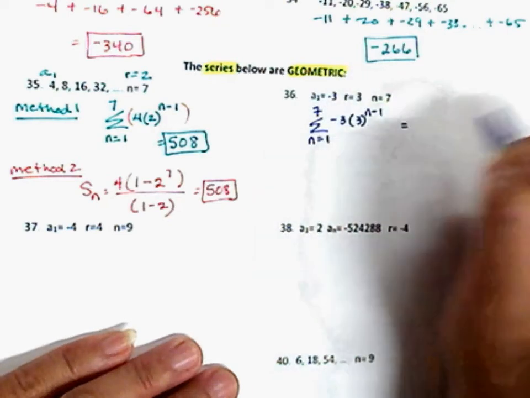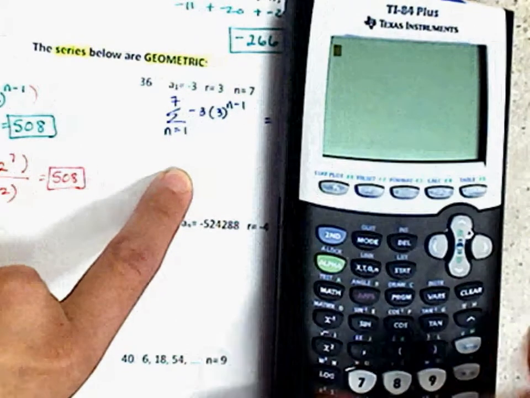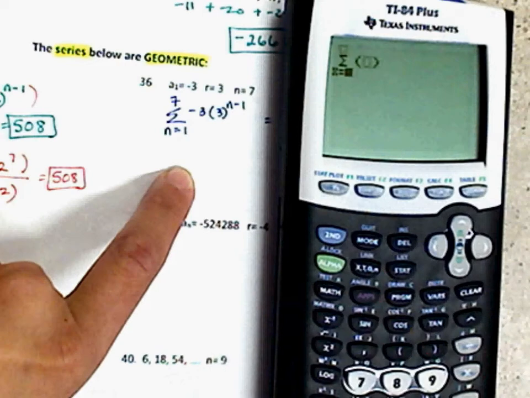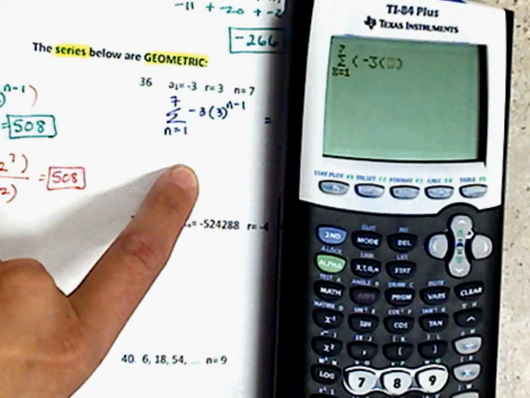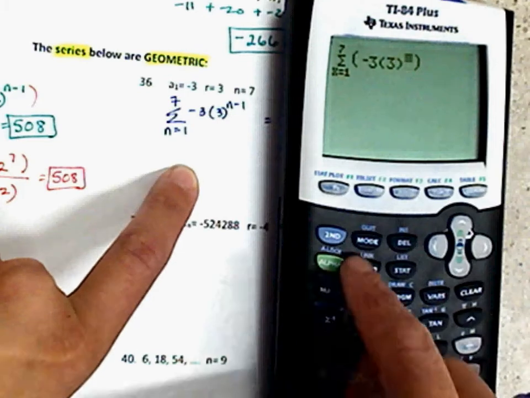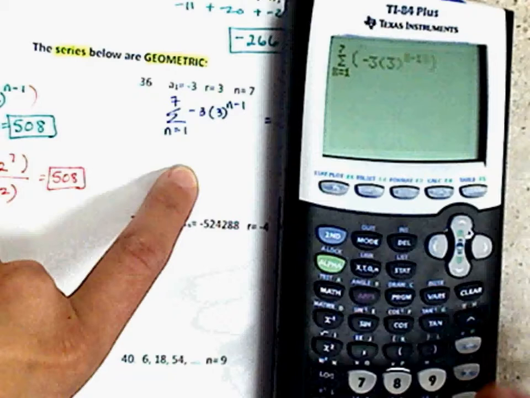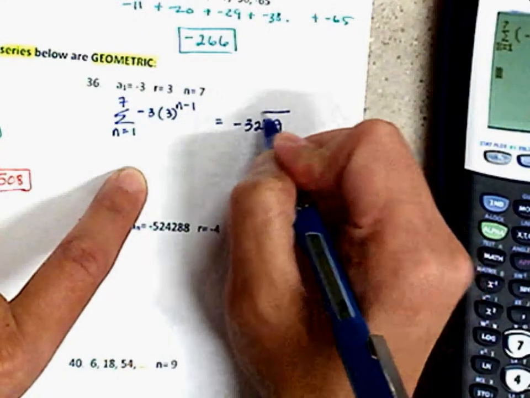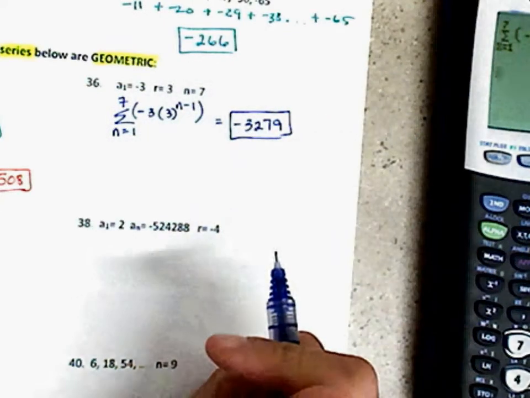Okay, so let me show you how to type that in. Let me clear my calculator. Alpha window number 2. X1 going to 7. Negative 3 parentheses 3 raised to the x minus 1. Notice I didn't type a number in there. Enter. Comes out to be negative 3279. And some of you like to add that extra parentheses. More power to you. Okay?